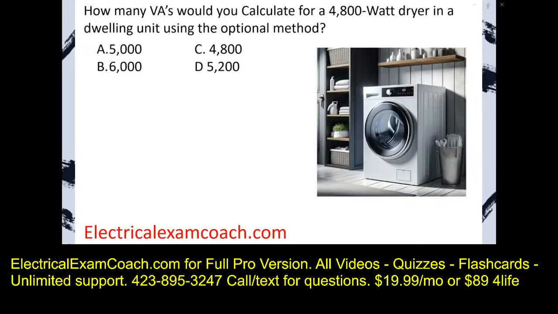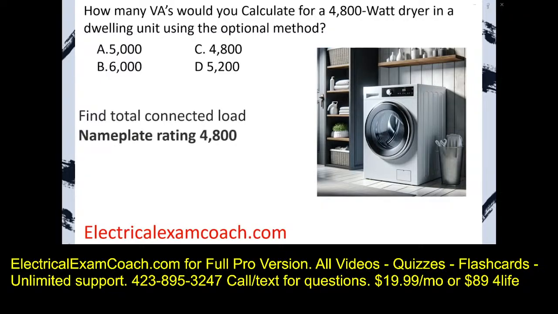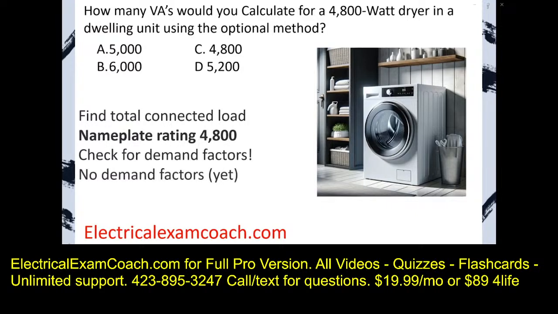How many VAs would you calculate for a 4,800 watt dryer in a dwelling unit using the optional method? First, we're going to find our total connected load. With the optional method, we're going to use the nameplate rating of all of our appliances. We check for demand factors, and there are no demand factors yet at this portion of the process, and we select C.